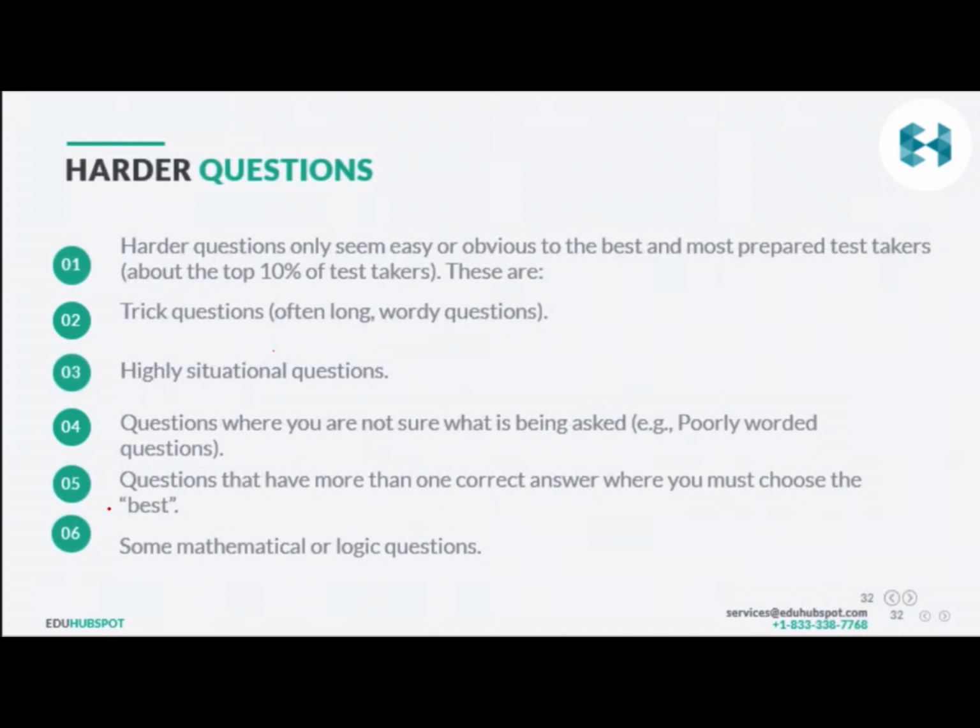Finally, you will get harder questions. As I told you, 30% of the questions will fall into the category of harder, which is highly situational questions. By the time you reach the last statement, you don't even remember what they were really asking. Questions where you are not really sure what they are asking. Poorly worded questions. Questions where more than one answer is correct and you have to select the best. So they will give you four options and they will say select the best answer choice. You may be able to eliminate two answer choices, but you are still doubtful between the other two. That's your harder question.